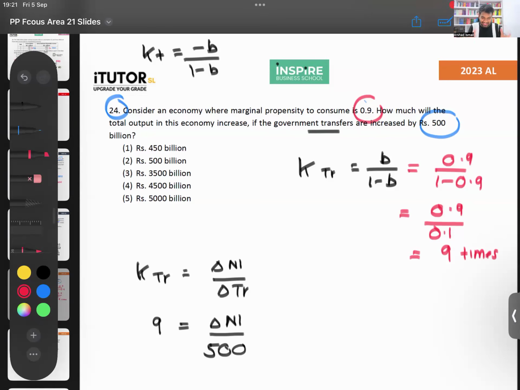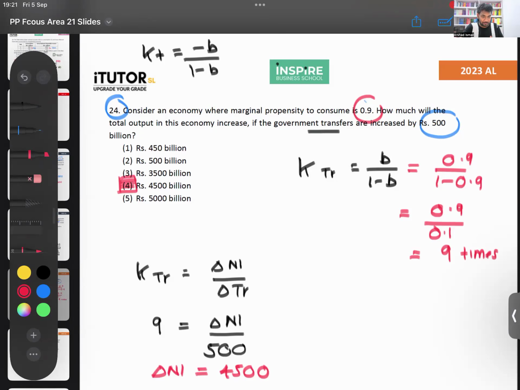You don't have to use these equations, just think logically. Multiplier is 9. Transfers will increase by 500. It multiplies by 9. Then your national income will change by 4,500. So how many people got this correct? Again, a good question. First time they ever tested the transfer multiplier in a paper. The multiplier effect is not on the consumption level. This will be on the total national income. They're asking for change in national income.